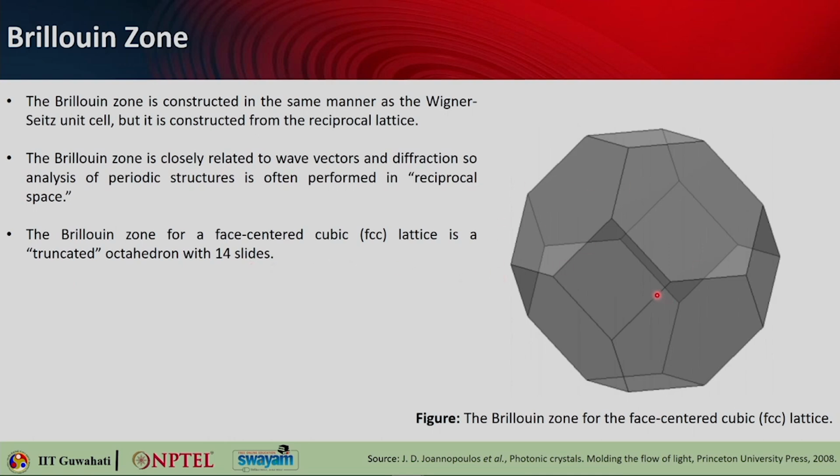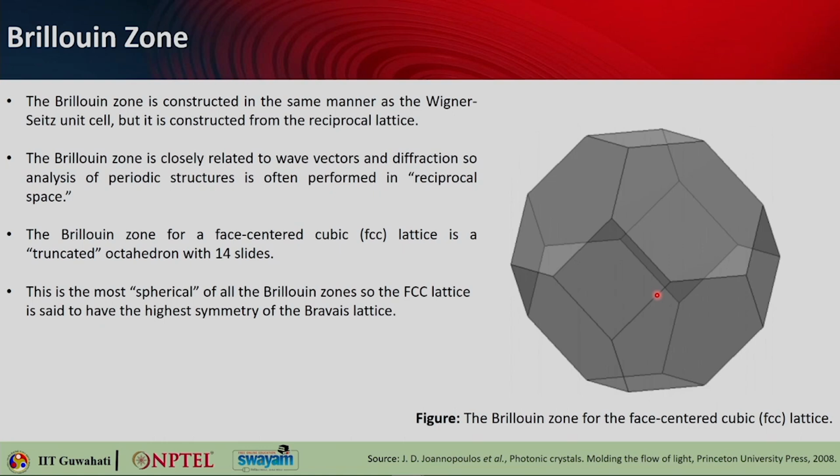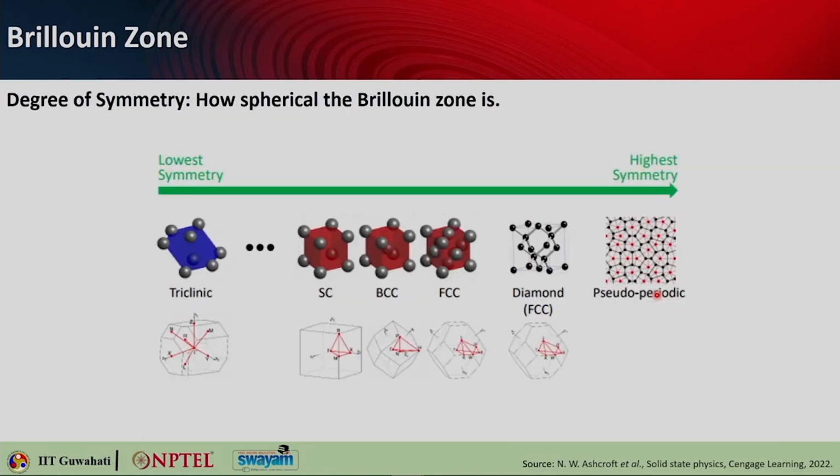So this is basically the most symmetrical Brillouin zone because it is almost spherical. So you can say that the FCC lattice has the highest symmetry among all the Bravais lattices. If you try to see the degree of symmetry for different types of crystal structures, you will see triclinic has the lowest symmetry, whereas diamond, which has an FCC structure, has the highest symmetry. Okay, and if you go for pseudo periodic structures like this, they have an even further increase in symmetry.